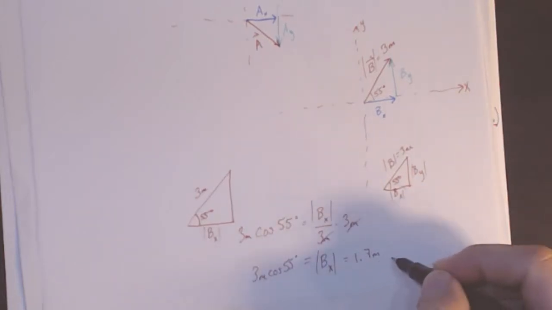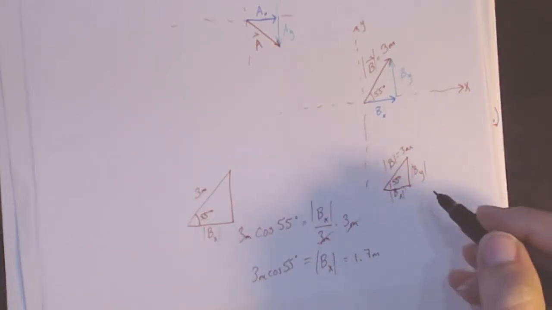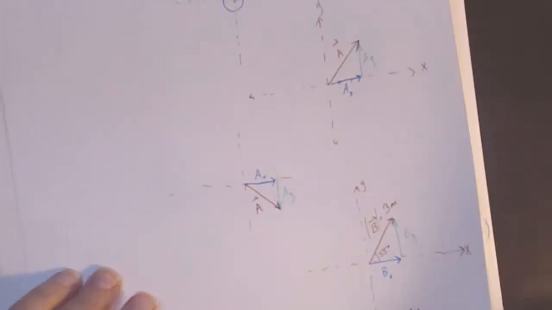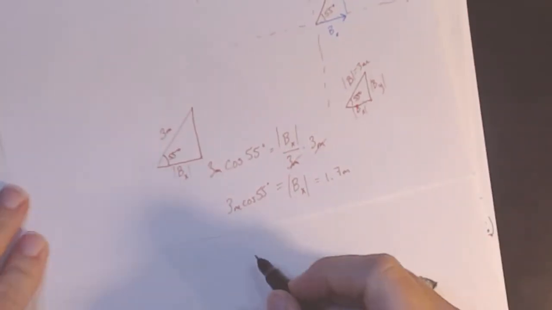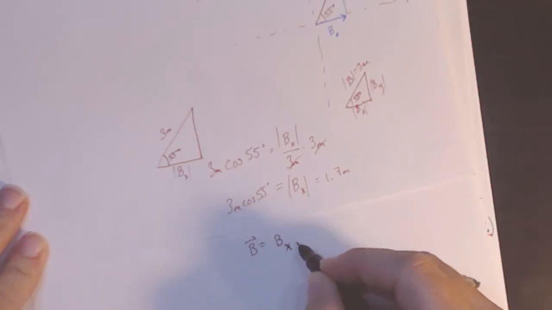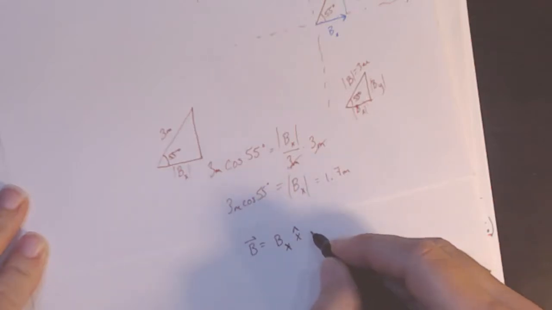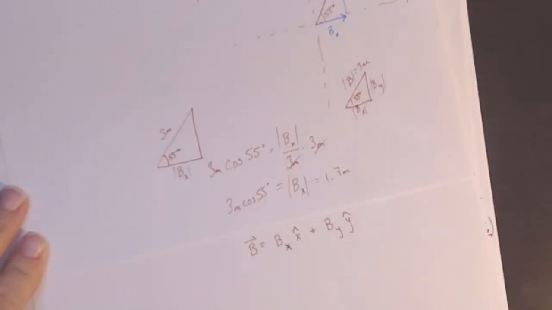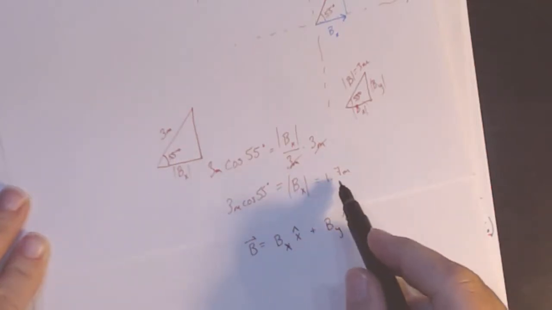All right, so now I have that x component. That will allow me to get started writing my vector B in Cartesian. I want to write B equals whatever the x component is, with a real positive or negative sign, x hat or i hat, depending on which system you're using, plus By y hat or j hat. Now I know to plug in 1.7.